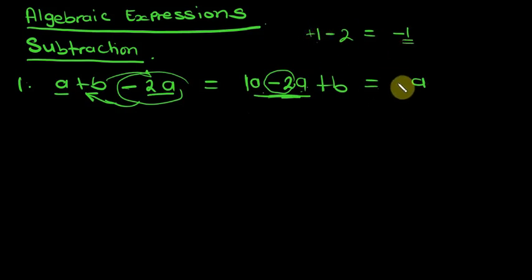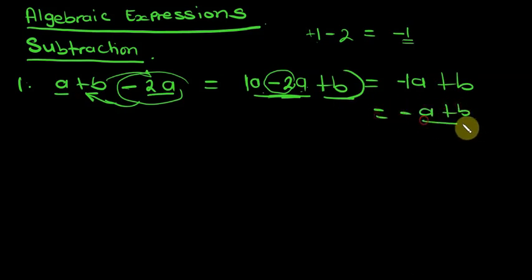Okay, so then we have minus or negative 1. B is on its own, so we just write it as it is. So we have minus a plus b. Alright, nice. Okay, second one.